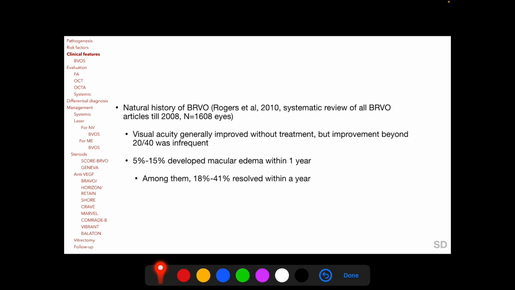Rogers et al. described the natural history of BRVO in a systematic review of more than 1600 eyes and reported that visual acuity generally improved without treatment, but improvement of visual acuity beyond 20/40 was infrequent. They also found that macular edema developed in only 5 to 15% of eyes within 1 year of onset of BRVO, and among these eyes, 18 to 41% of eyes had spontaneous resolution of macular edema within a year.